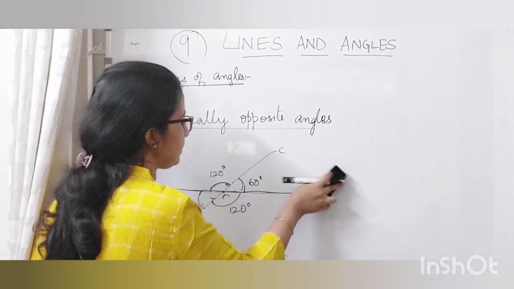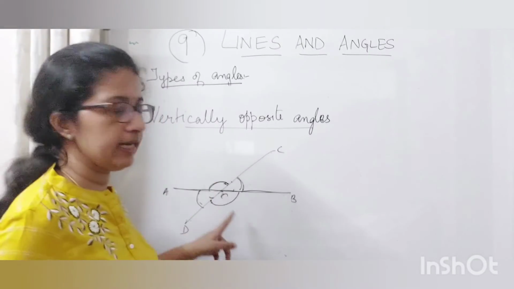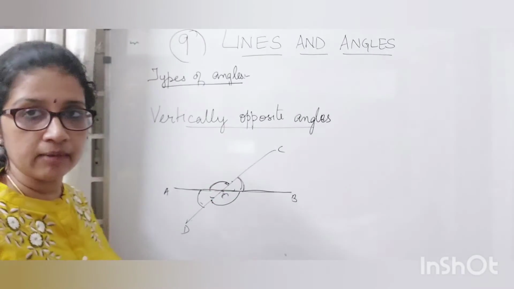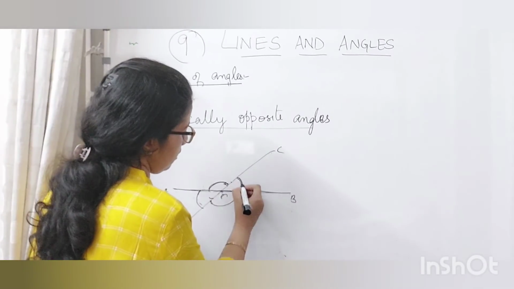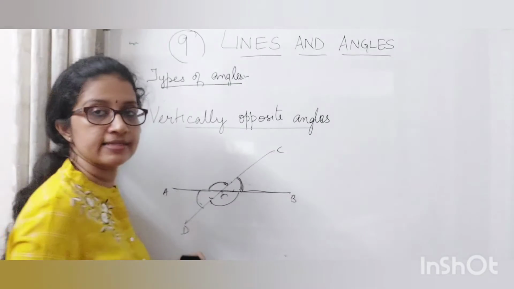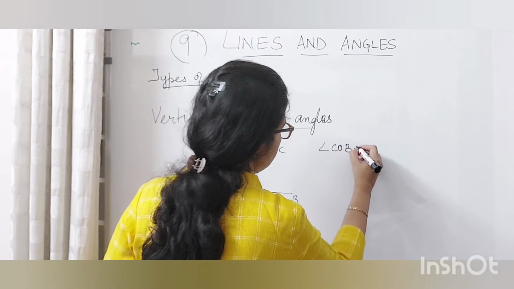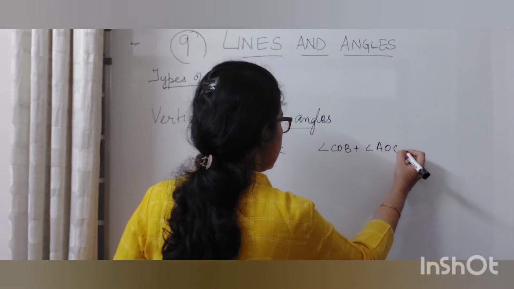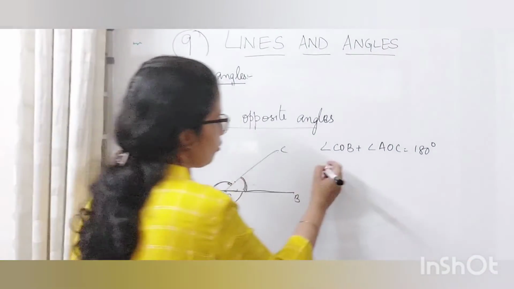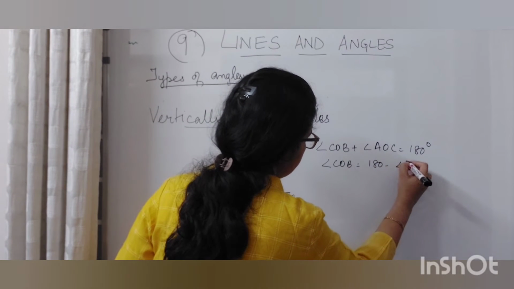Now there is a proof given in the textbook for showing that the vertically opposite angles are equal. So let's go into that proof. Now this angle COB plus angle AOC is equal to 180 degrees, right? Angle COB plus angle AOC is equivalent to 180 degrees. Correct? So what is angle COB? Angle COB is equivalent to 180 minus angle AOC.